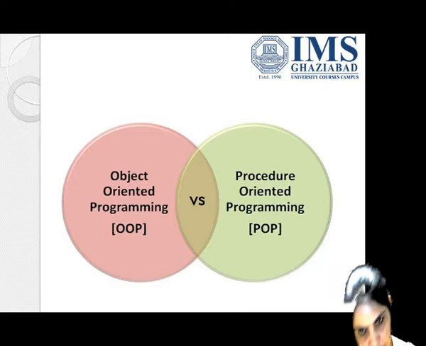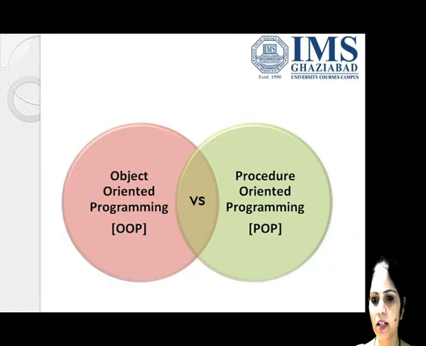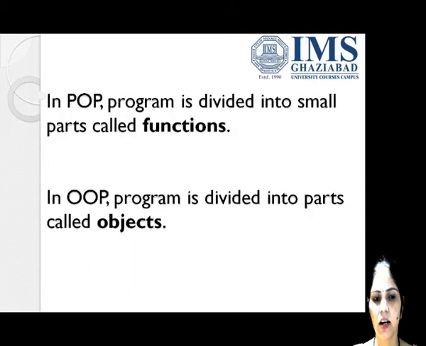Today in this video we would be discussing the difference between object-oriented programming and procedure-oriented programming. Procedure-oriented programming, as the name suggests, revolves around procedures, that is functions. Here the programs are divided into small parts called functions. In OOP, the program is divided into small parts known as objects. That is, OOP revolves around objects. Objects are the real world instances, or we can say an instance of a class.